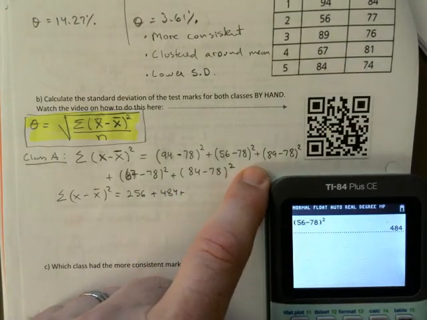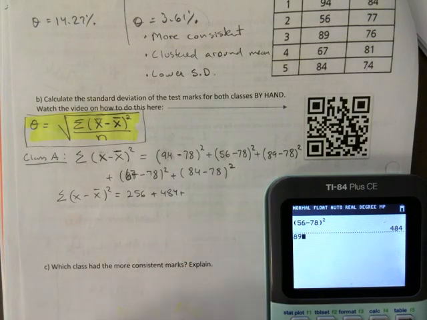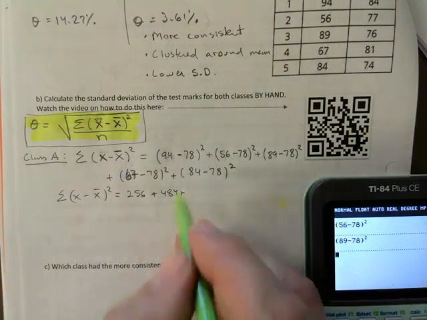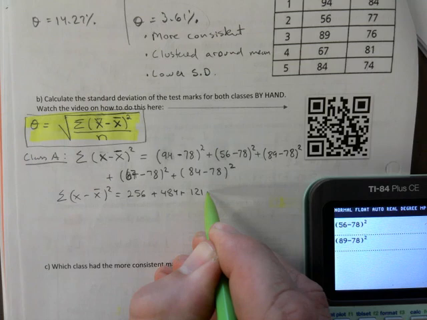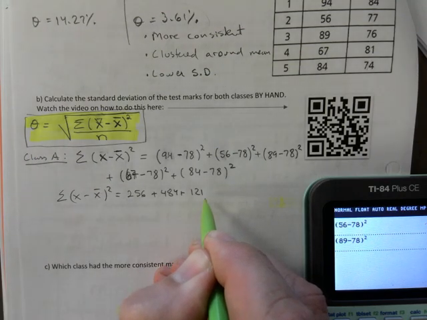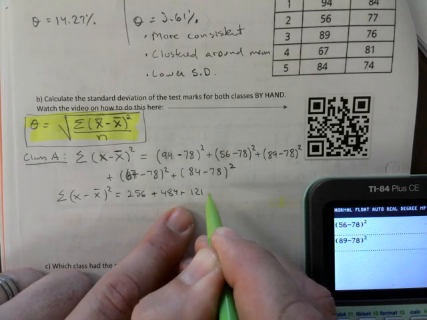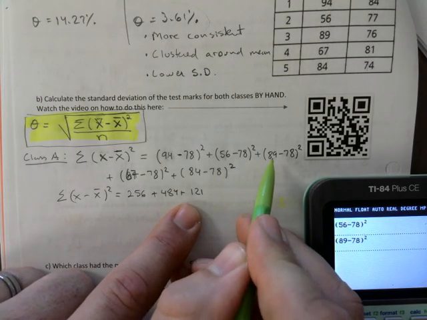Plus the next one, 89. I use brackets again. 89 minus 78, you square that, you get 121. And if you're careful, everything is going to be on your screen. And this could be decimals, so be careful with that. It's not always going to be a whole number. So 121 is what we got between these two.